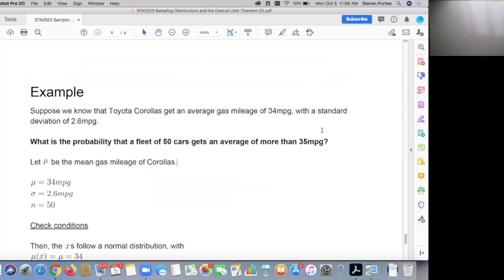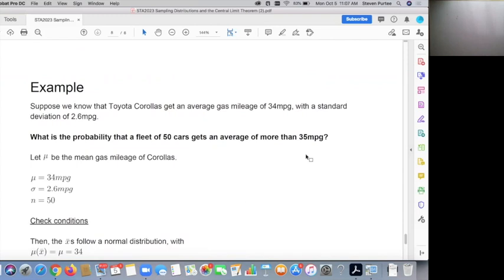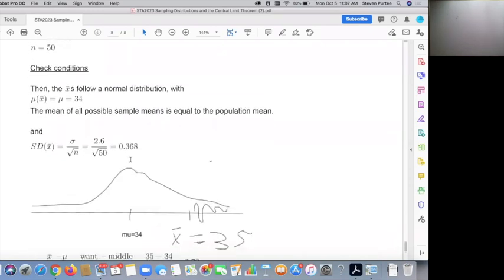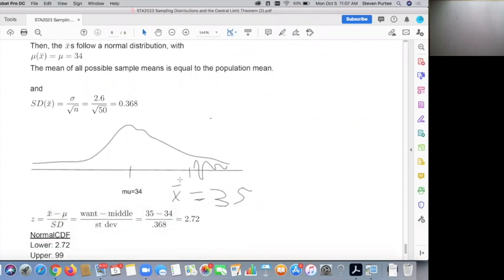We want to know what's the probability that this bunch of cars sitting on a parking lot right now, this fleet of 50 cars, gets an average of 35 miles per gallon or more. So same steps we always did. Draw the picture, find z-score, normal CDF. It's always the same steps. Right in the middle was mu. Evidently, I couldn't make the picture have the little symbol mu there, so I just gave up on it and typed it. That should be that little guy right there. Mu equals 34. I want my sample average to be 35 or above.